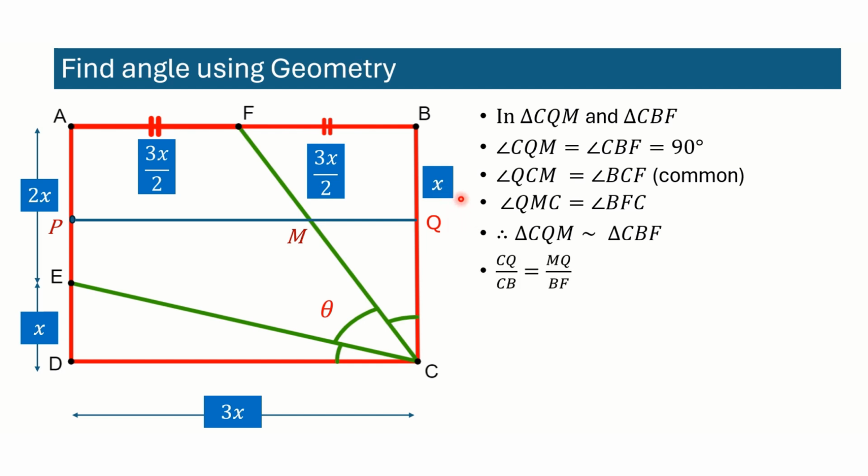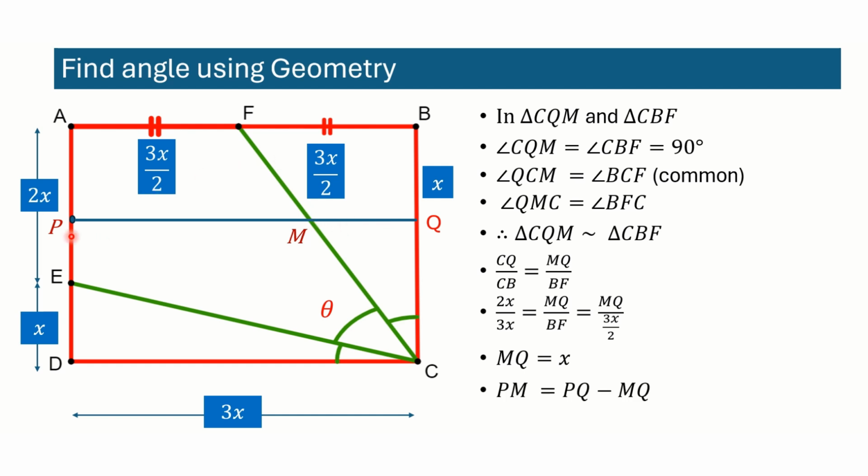So if these two triangles are similar, I can write CQ by CB, that is this distance divided by this distance, is equal to MQ divided by BF. But now I know CQ. CQ is 2x. And CB, that is BC, is 3x. This is equal to MQ by BF. But we know BF. BF is 3x by 2. So MQ by 3x by 2. So from here I can calculate MQ. So MQ is equal to x. So this length is x.